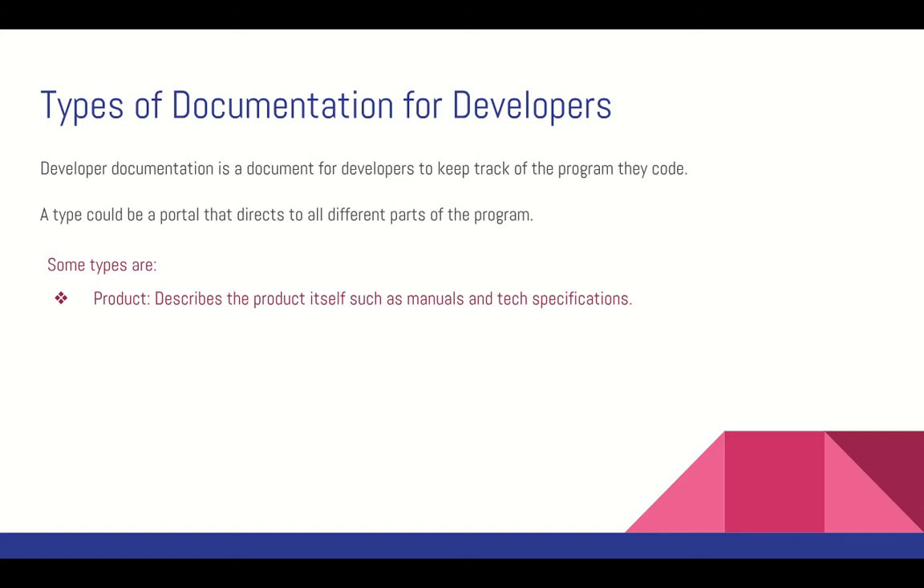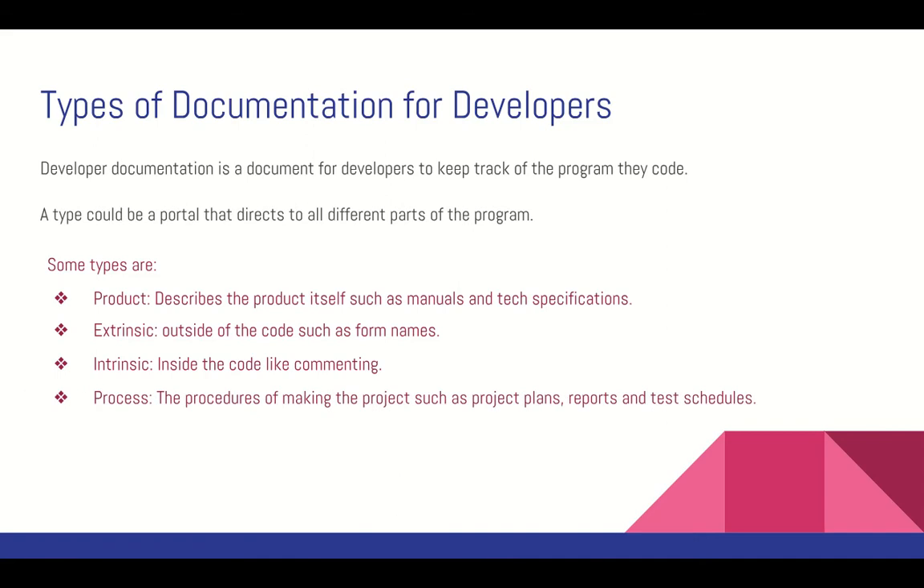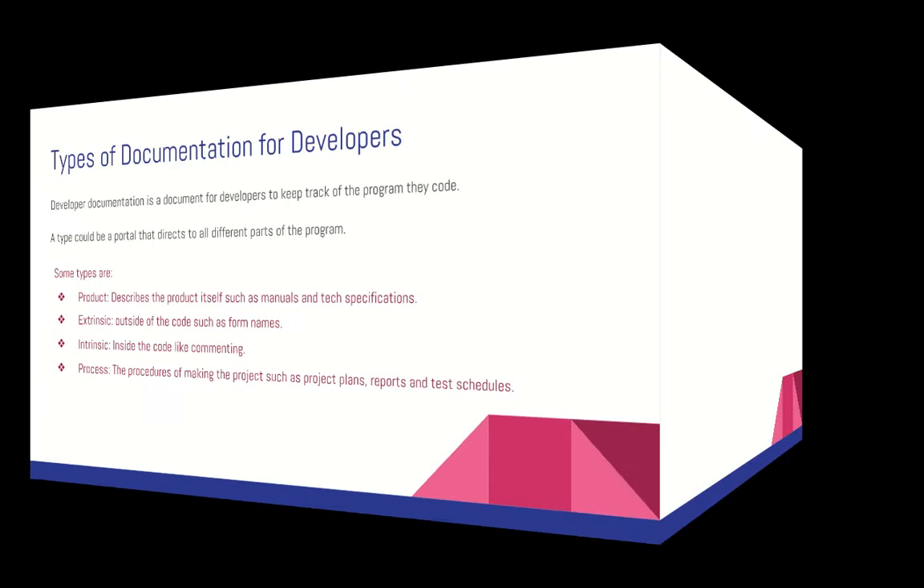Some types are the product itself, extrinsic, so outside of the code, intrinsic, which is inside the code, like commenting, and the process, so like how you made the project.